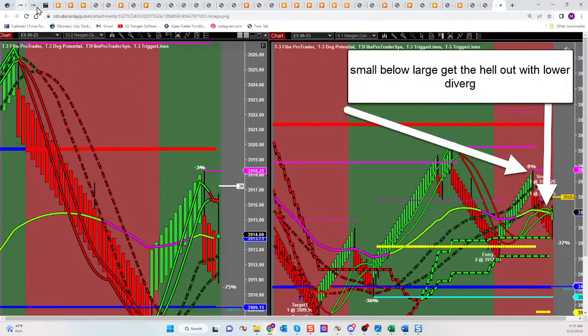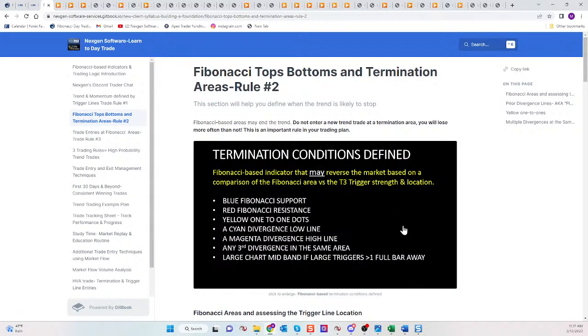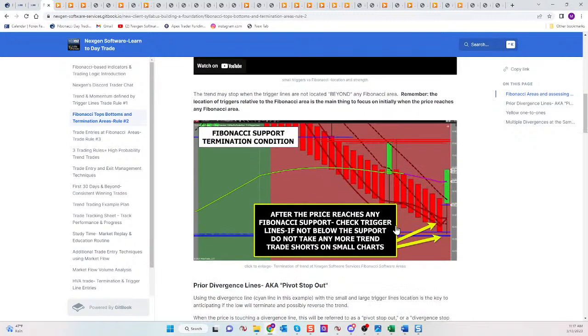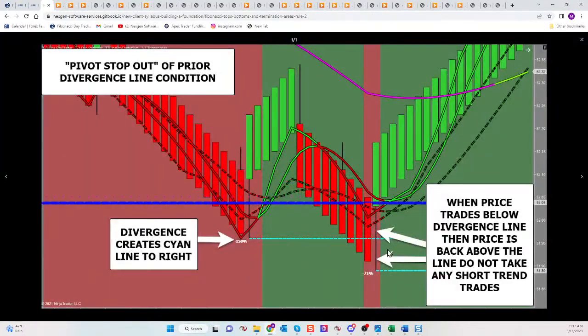We'll just go to the manual real quick. So when I'm talking about a strong top or a strong bottom, this pivot stop out is a termination condition. It creates a full reversal. Large go from red to green, and then it gives me that odds favorable momentum that starts the process of looking for a trade.